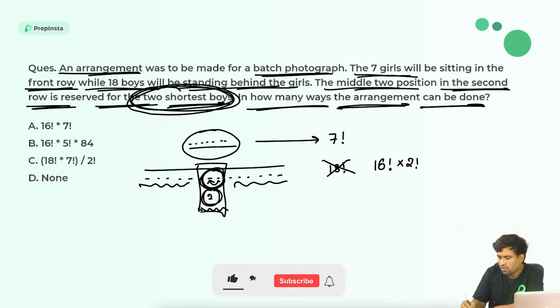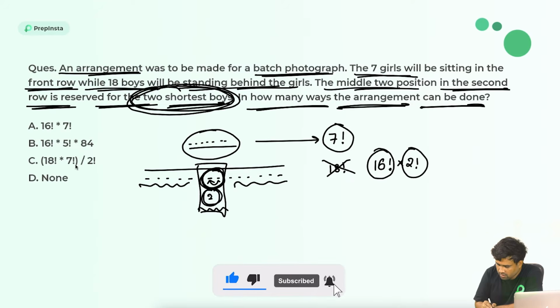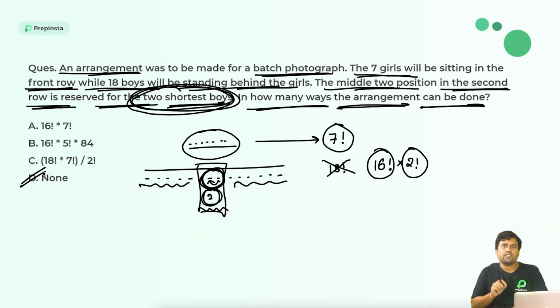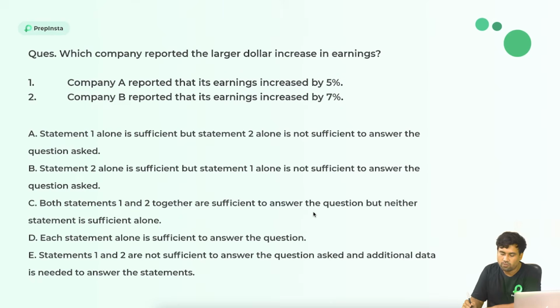Simple. So the answer is 7 factorial into 16 factorial into 2 factorial. 16 into 2 factorial is not there in the options, so the answer is none of these. So the answer is 16 factorial into 2 factorial into 7 factorial. Just look into the next problem.